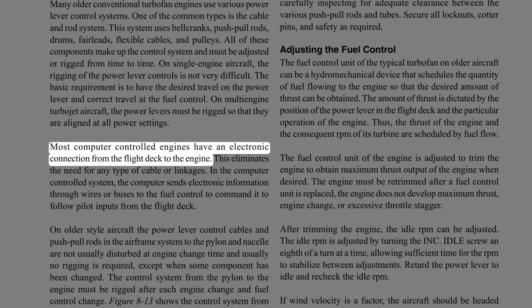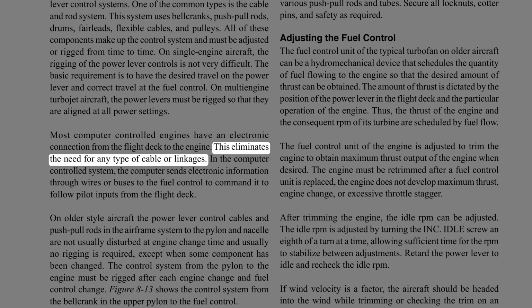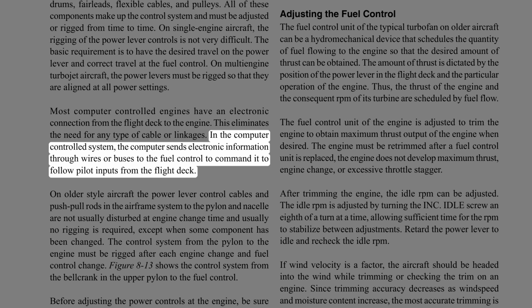Most computer-controlled engines have an electronic connection from the flight deck to the engine. This eliminates the need for any type of cable or linkages. In the computer-controlled system, the computer sends electronic information through wires or buses to the fuel control to command it to follow pilot inputs from the flight deck.